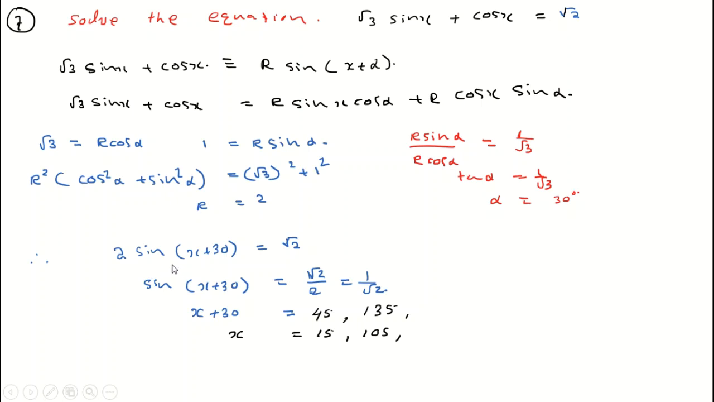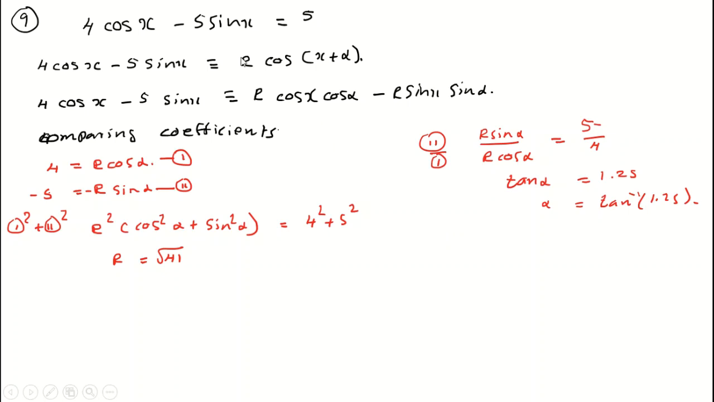So 2 sin(x plus 30) is equal to root 2. Sin(x plus 30) is equal to root 2 over 2, that is 1 over root 2. So x plus 30 is equal to sin inverse 1 over root 2. Sin inverse 1 over root 2 is equal to 45. Next solution is 180 minus 45. So x is equal to 45 minus 30 and 135 minus 30.